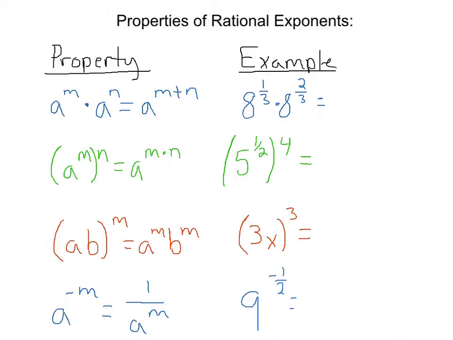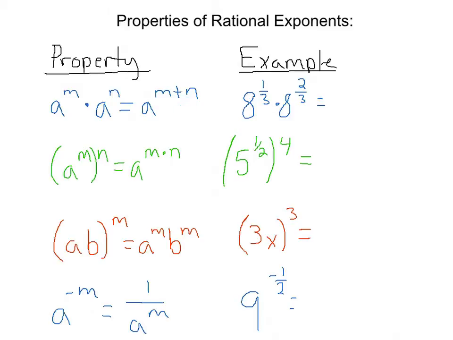The first one: if we have a to the power of m times a to the power of n, we know that we have the same base. We can multiply, or I'm sorry, we can add the exponents together. So we can say same bases, we have a to the power of m plus n.